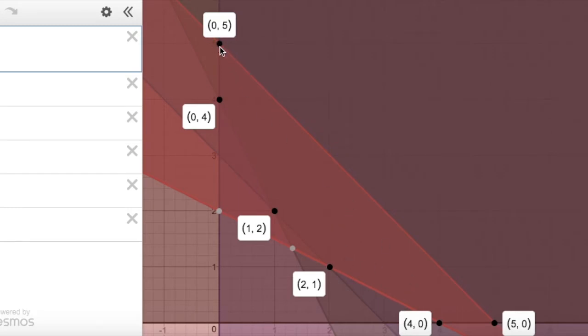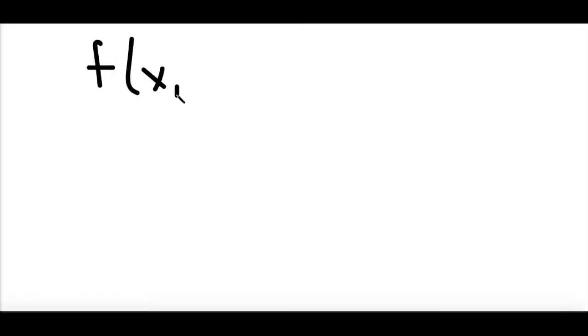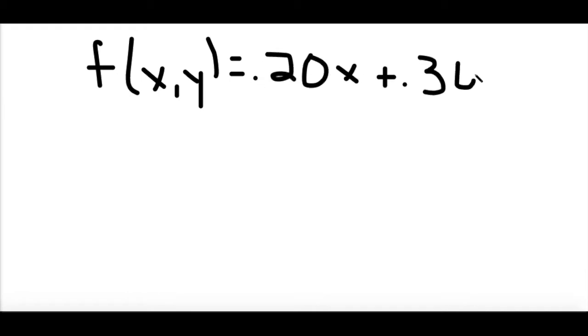Our corner points for this region are (0, 5), (0, 4), (1, 2), (2, 1), (4, 0), and (5, 0). One of these will be our optimal point. Now we will find our function, which will help us determine our optimal point. We're going to multiply x, Carrot Crunch, by 0.20 and y, which is Bunny Munch, by 0.30, because these are the prices per ounce of each food.